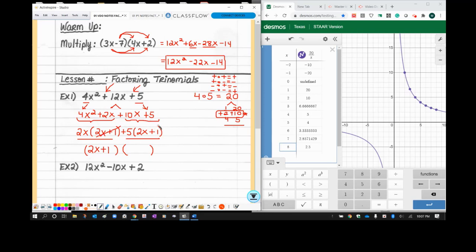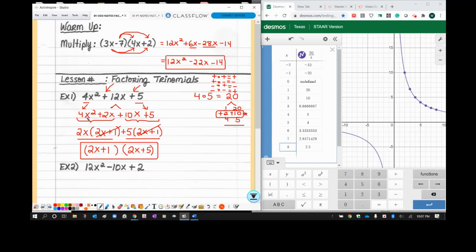So then we can remove this. And then what's left if I remove what they have in common? So this would be 2x plus 5. So there we go. That's going to be my answer.